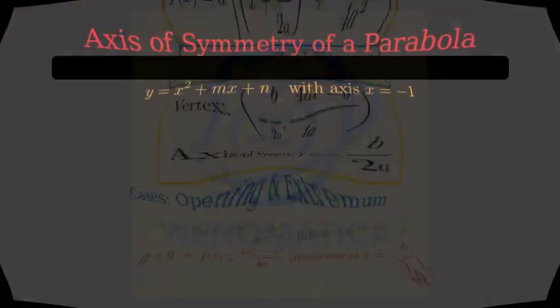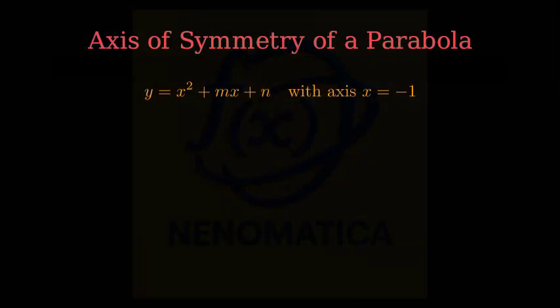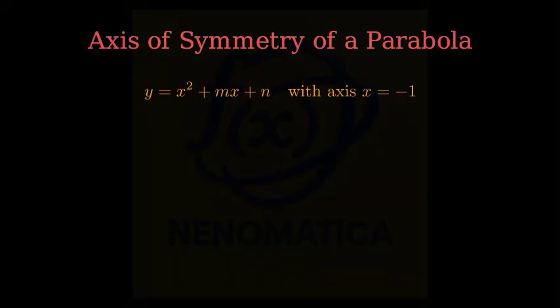value. In this example, we will find the values of m and n for the parabola y equals x squared plus mx plus n, such that the axis of symmetry is the vertical line x equals negative 1. We will use a visual intuition with the vertex form and then match coefficients.